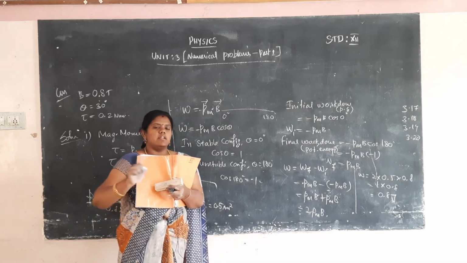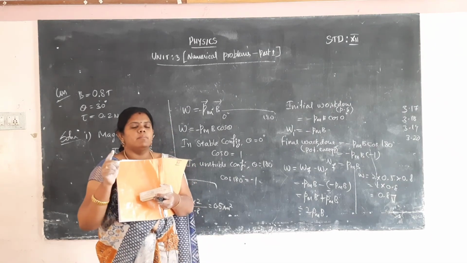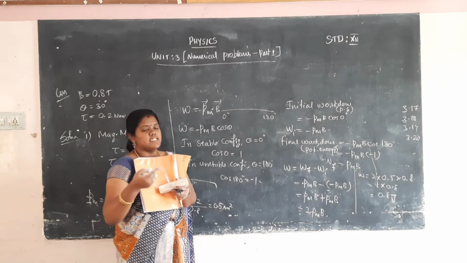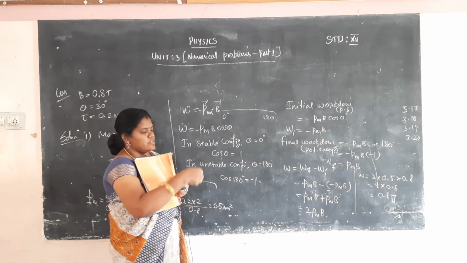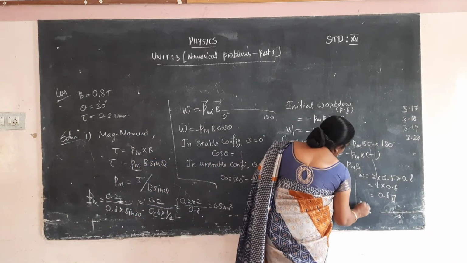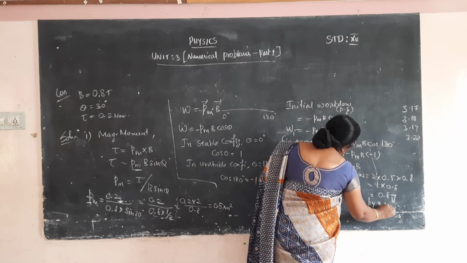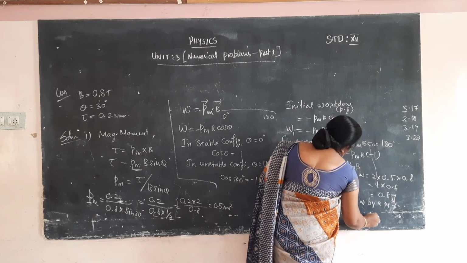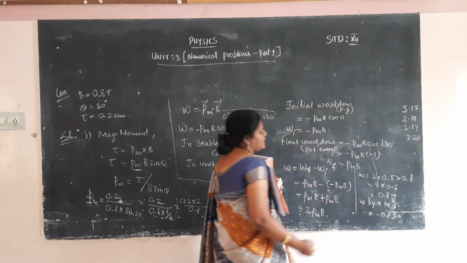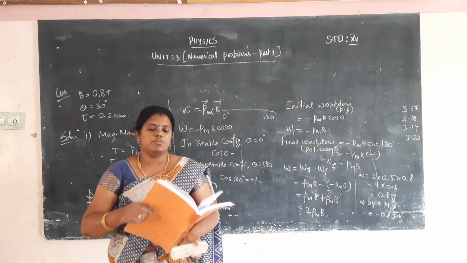And then another question is the work done by a magnetic field. The work done by a magnetic field is the inverse of this work done. So work done by a magnetic field is equal to minus 0.8 joule, not Tesla, 0.8 joule. Okay, this is the fourth question.